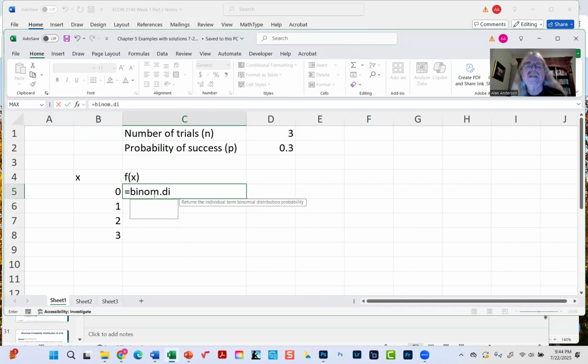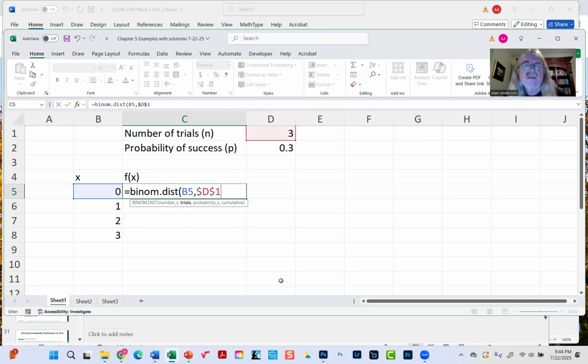BINOM.DIST. Now, if you notice, this little ribbon is telling us what we need to provide to Excel. We have number of successes, number_s is the number of successes, which is this number right here. In other words, that's the X. The number of trials is D1, but this one needs dollar signs because it's a constant. Probability_s is this number here. Once again, we need dollar signs.